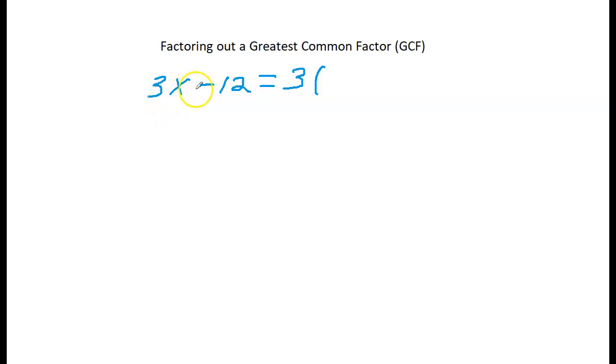So 3x divided by 3 leaves me with just an x. I write down the minus that's in the middle. 12 divided by 3 leaves me with 4. So that is it on that one. Let's do another one that's maybe a little more complicated.